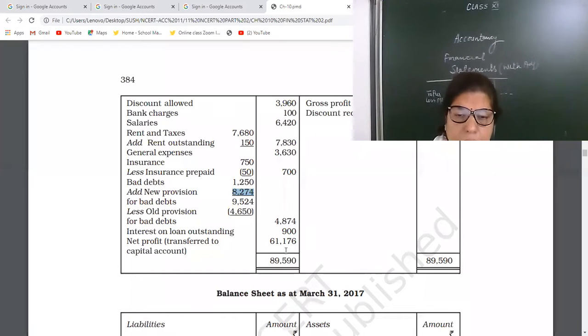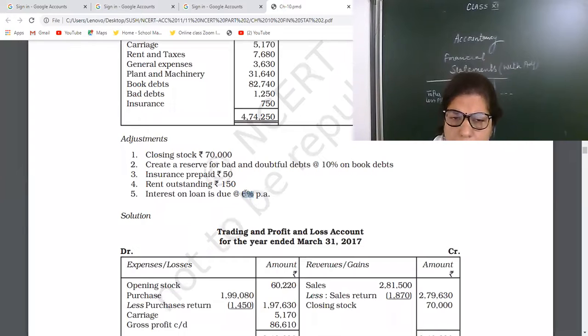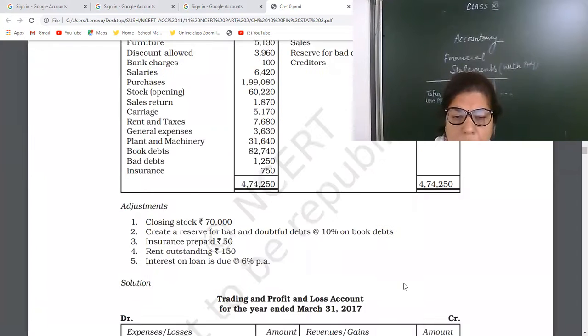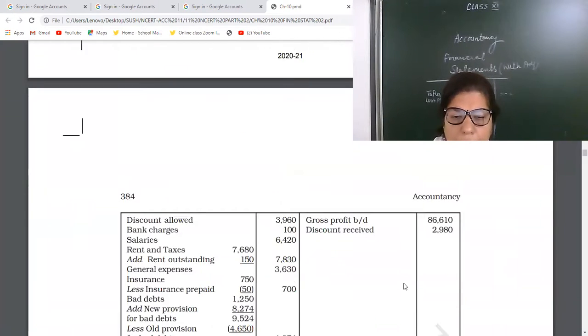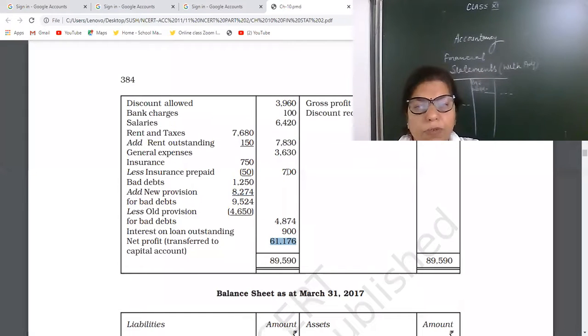Okay, I'm telling you, see, 6% interest on loan. The loan amount is 15,000. So 15,000 into 6 upon 100. That will be 900. So the remaining net amount. How is that net profit coming?